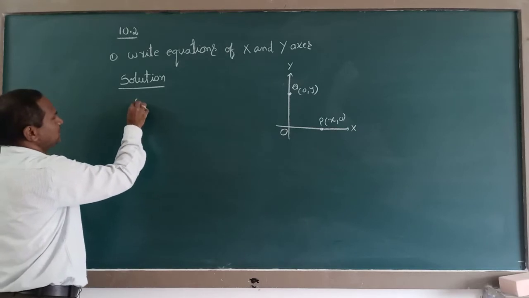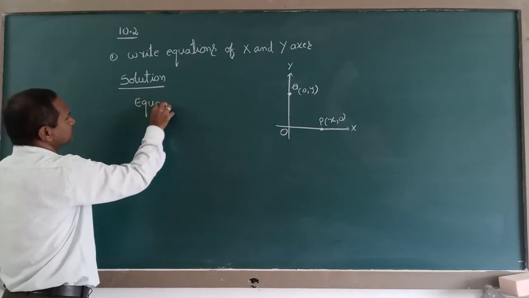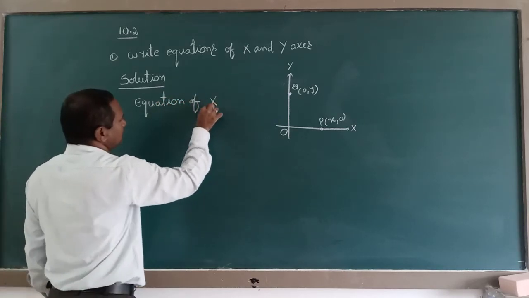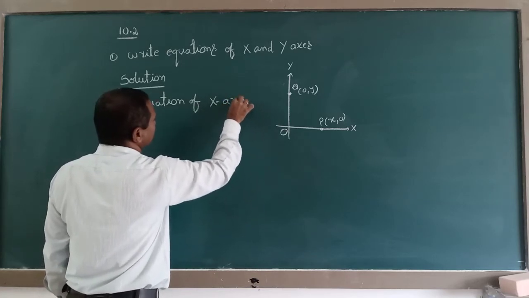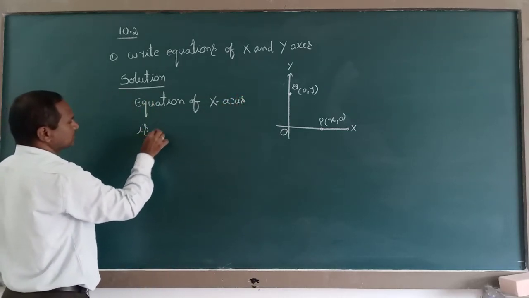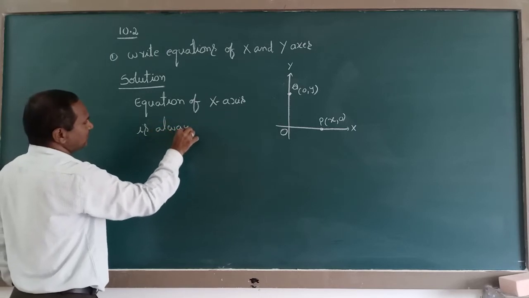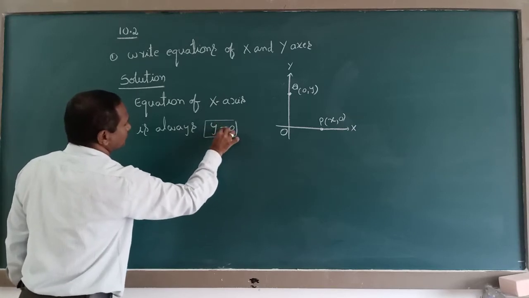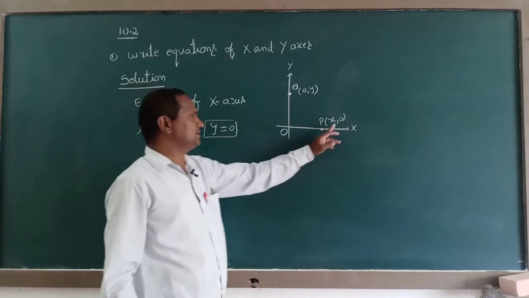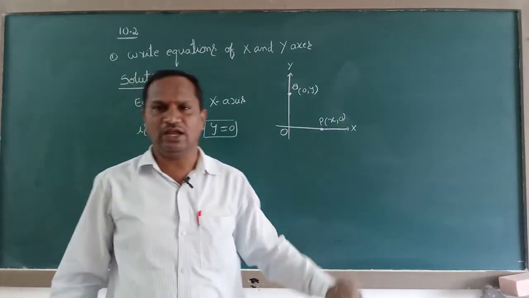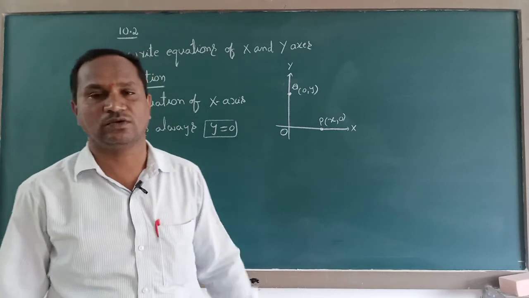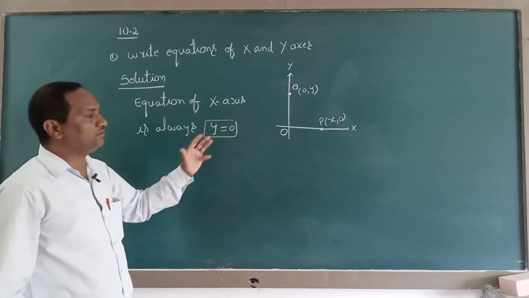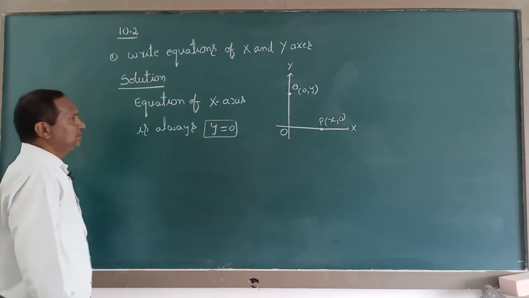First is the equation of x axis. Equation of x axis is always y is equal to 0. Because if any point lies on x axis, then the second coordinate, that is the value of ordinate, is always equal to 0. Based on that, here we can write the equation of x axis is always y is equal to 0.